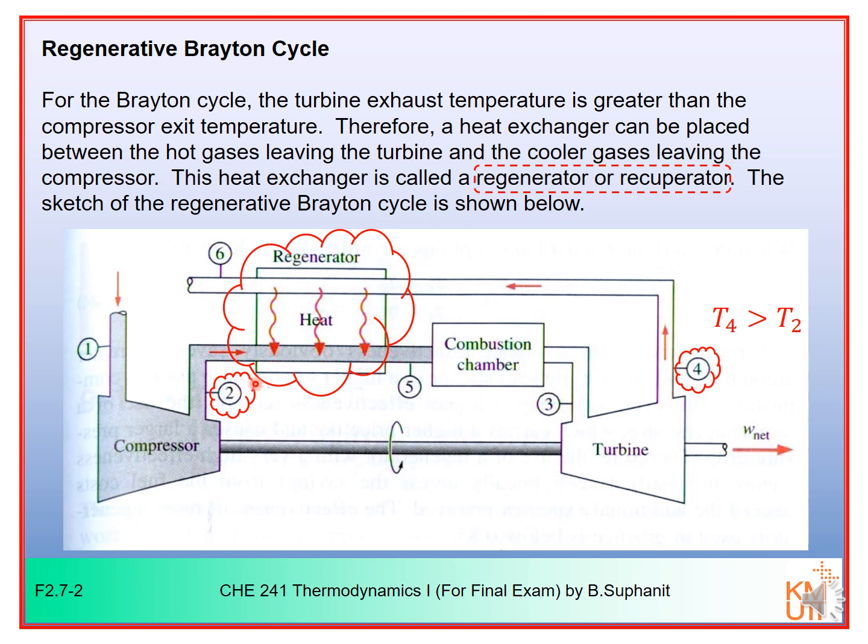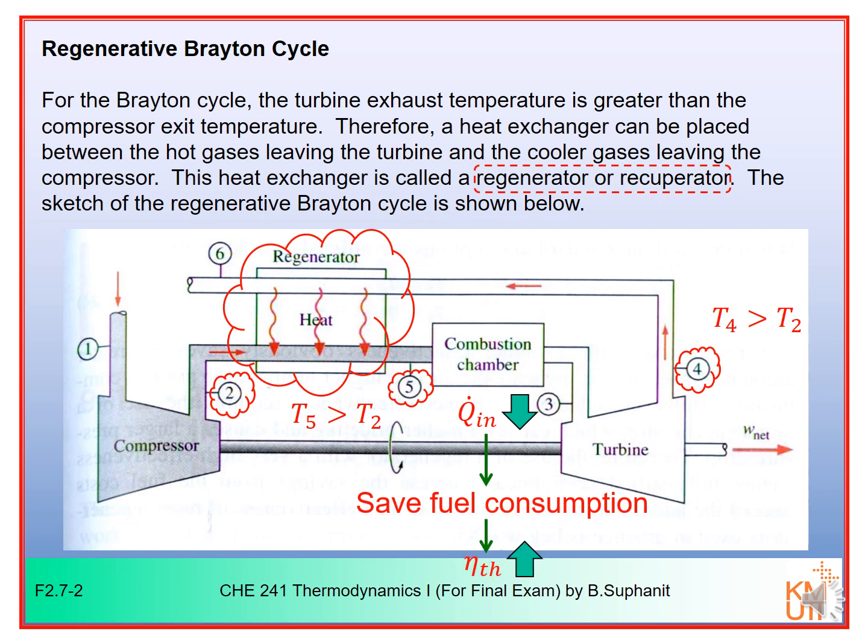You can see that when we have a regenerator here, we can recover the waste heat from the turbine exhaust to increase the temperature of the compressed air. In this case, T5 will be greater than T2. Now, when the compressed air enters the combustion chamber at a higher temperature, it means that it will consume less fuel in the combustion chamber, or Q in will be reduced. Hence, you can save the fuel consumption and thereby increase the cycle thermal efficiency.